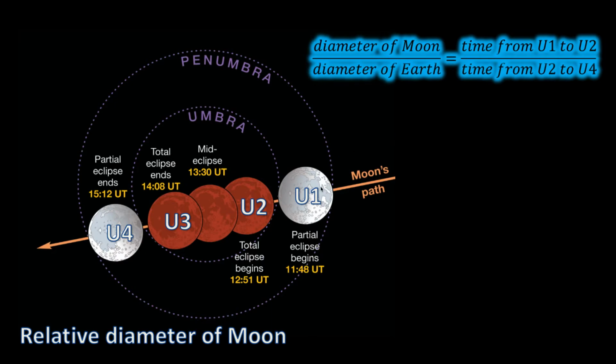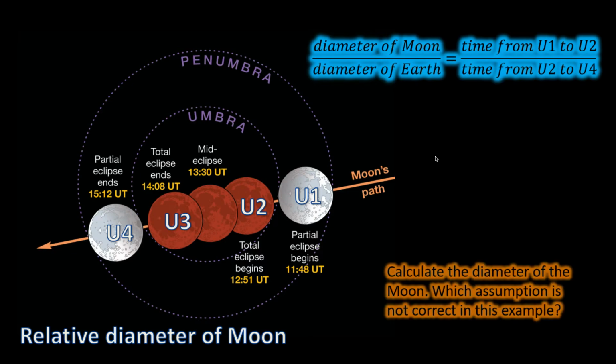The time from U2 to U4, well, if you think about this, moving from U2 to U4 is like moving through the entire umbra. That's the entire diameter of the Earth. So the diameter of the moon is equivalent to U1 to U2. The diameter of Earth is equivalent to U2 to U4. So calculate the diameter of the moon and then tell me which assumption is not correct in this example. You can pause the video, see if you can work out the diameter of the moon, given that you know the diameter of the Earth, because Eratosthenes worked out the circumference of the Earth and therefore could work out the diameter of the Earth. You could look up the diameter of the Earth if you want, but let's see if you can calculate this.